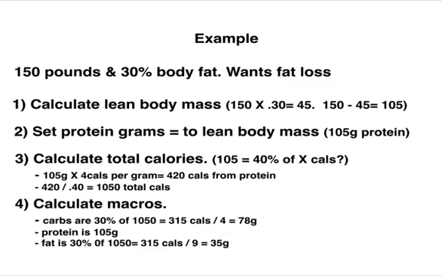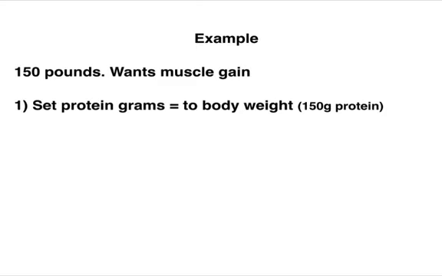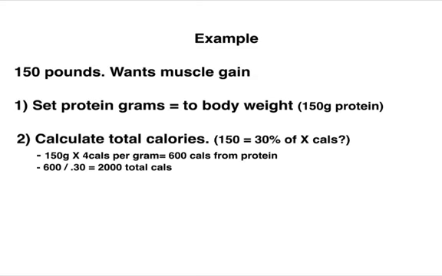This is exactly how we calculate it. One more time, I'm going to tell you, this is just a starting point. Hunger, energy, and cravings has to guide you. Now, example number 2, the same 150-pound woman who wants muscle gain, okay? Now what we're going to do is set the protein grams to equal body weight. So we're going to give them 150 grams of protein.